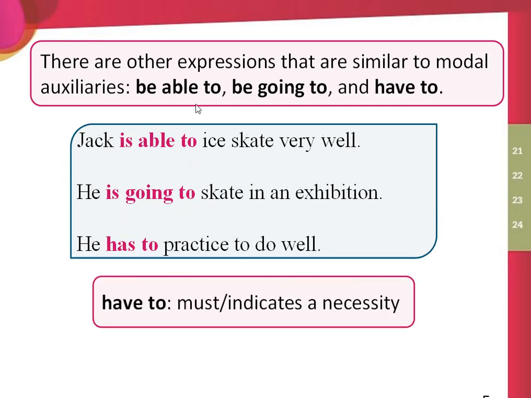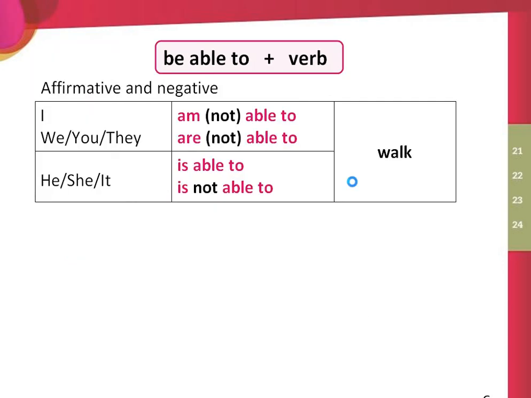In addition to be able to and be going to, I can also use have to. The example here is: he has to practice to do well. Have to, like must, is used to indicate a necessity. Alright, so have to and must indicate a necessity.